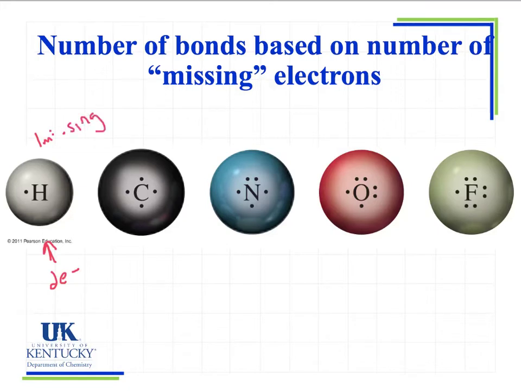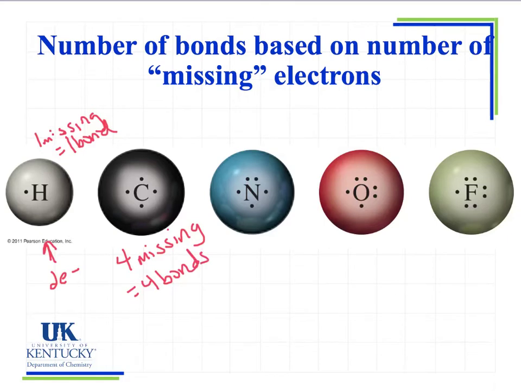And as a result, it's going to form 1 bond. When I look at carbon, there's 4 electrons. It needs 4 to get its 8, so it has 4 short, so 4 missing. Okay, that means 4 bonds that will form. And we'll talk about the different types of bonds that can form shortly.